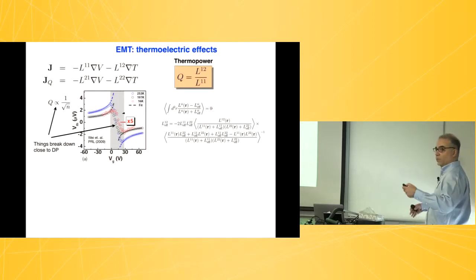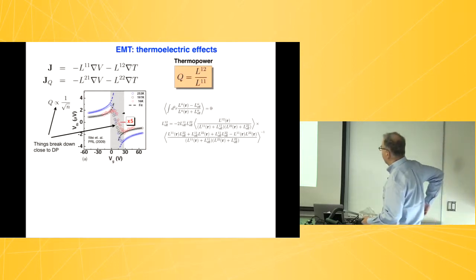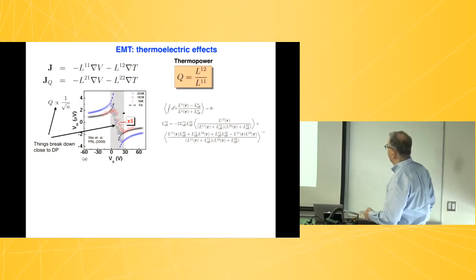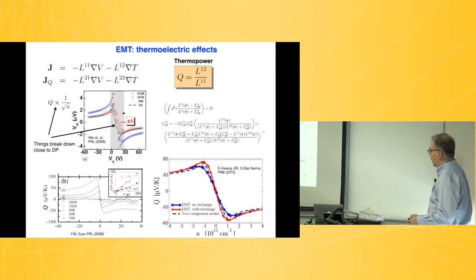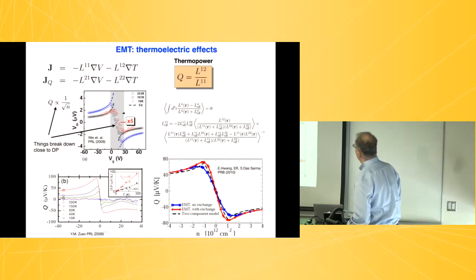You replace the disordered system with an effective homogeneous system with this effective coefficient, L12. And then once you do that, you can calculate the thermal power as a function of density, and you see, sure enough, that this divergence is cut off by the electron-hole puddles and bends over like this. It was surprising to us that, with the experiment that we had at that time, we also find some decent quantitative agreement. I think this was a Philip Kim experiment.